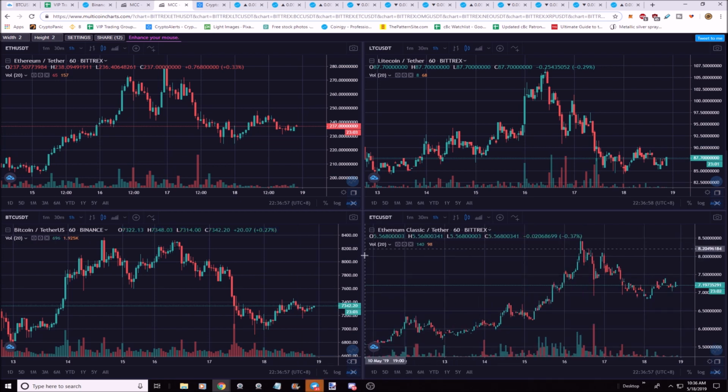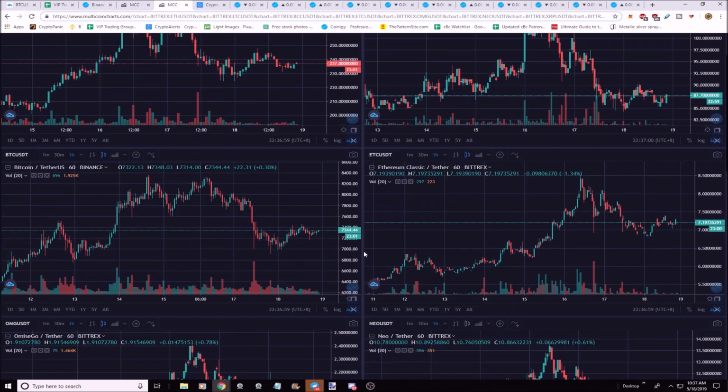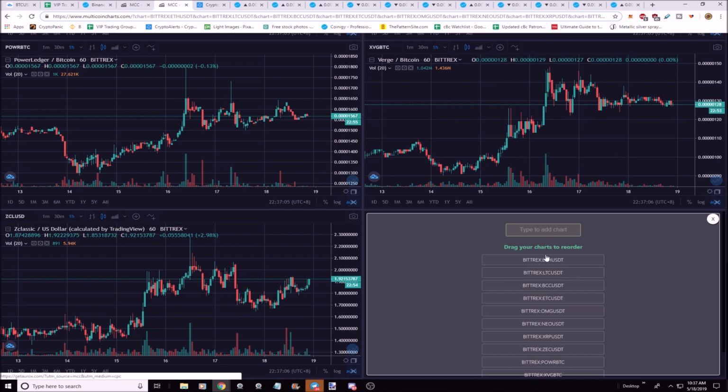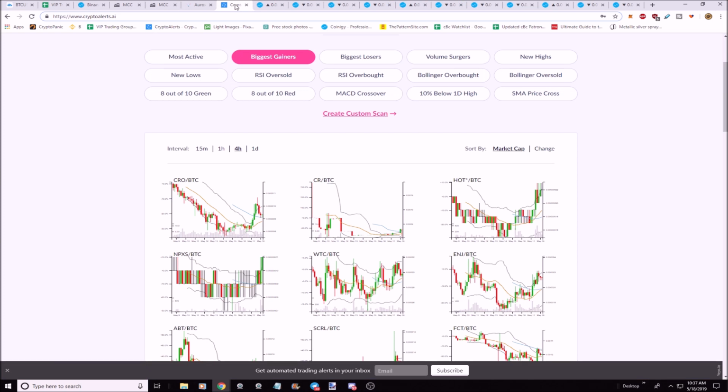Now you can also scroll down. You got to go to the middle of the screen and get on this line, and you can scroll down. You can also go down here and you can drag your charts around in different order. If you want XRP at the top, this is a very good tool too. So you can go, it's called cryptoalerts.ai. You want to see the biggest gainers of the day?